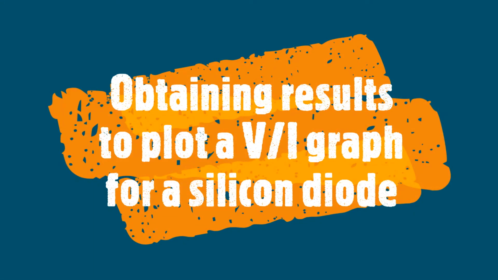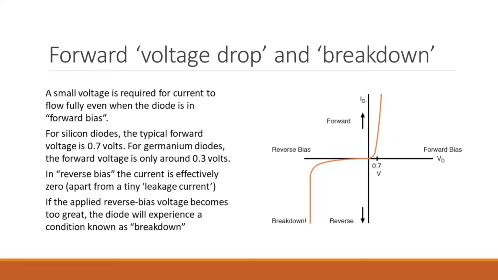You're going to be taking the results from this video to plot a VI graph for a silicon diode. Your results should look something like this when graphically plotted. In reverse bias, unless we use very large voltages, which won't be safe to use today, only very small currents will flow. In forward bias, after you reach a voltage of roughly 0.7 volts for a silicon diode, the current starts to increase quite quickly.